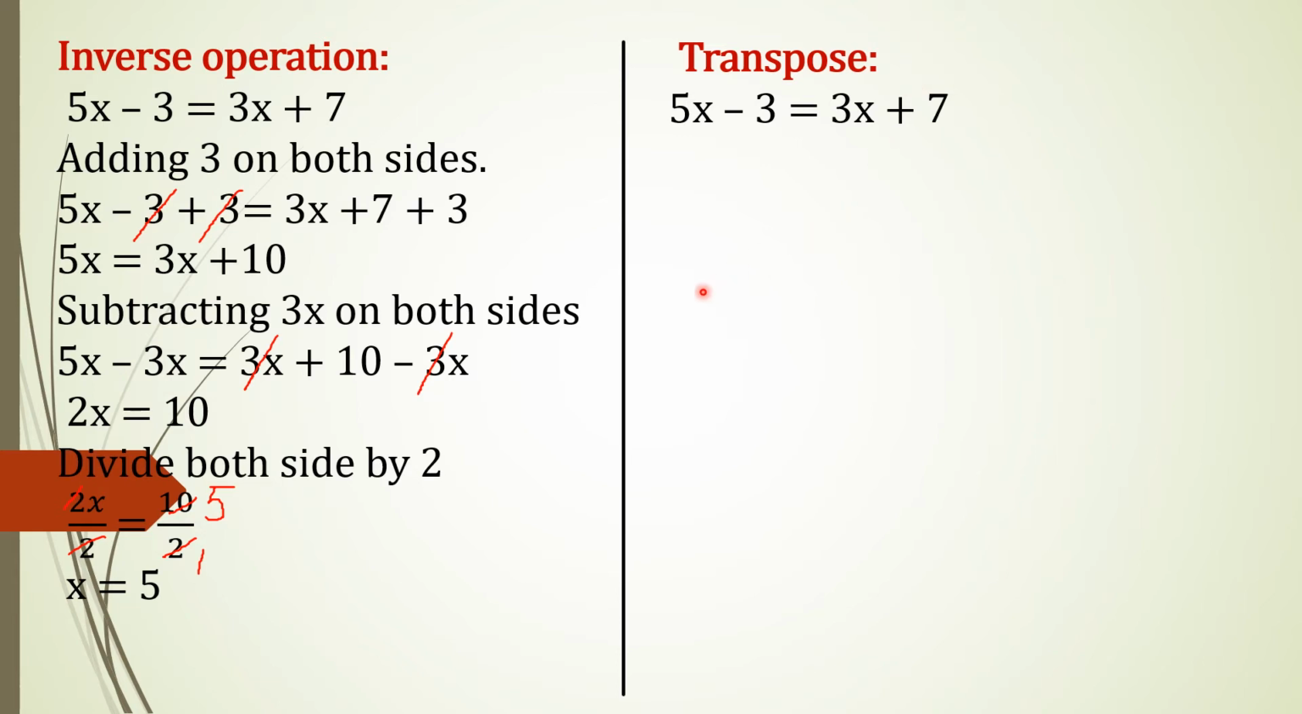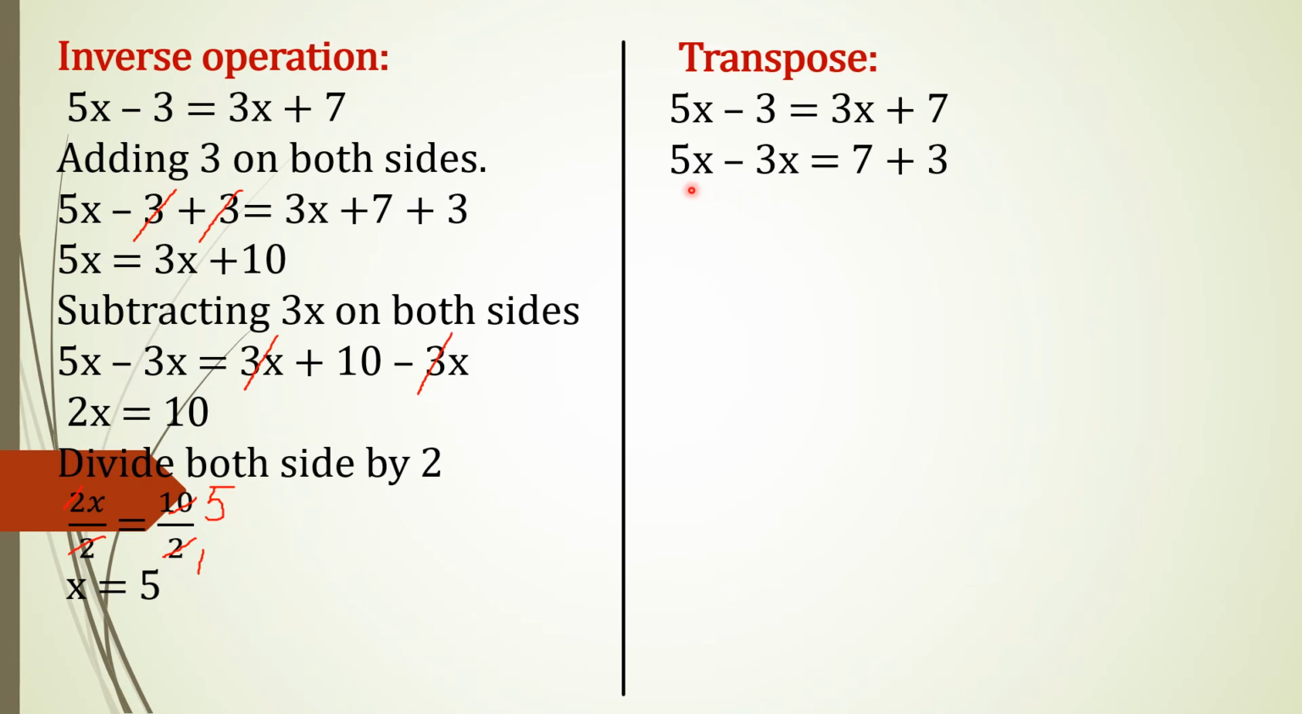Please do remember this. So my next step will become 5x minus 3x. I transposed 3x from the right hand side to the left hand side and it became minus 3x, and the number minus 3 to the right hand side, so it will become plus 3. This is what the transposing method is.